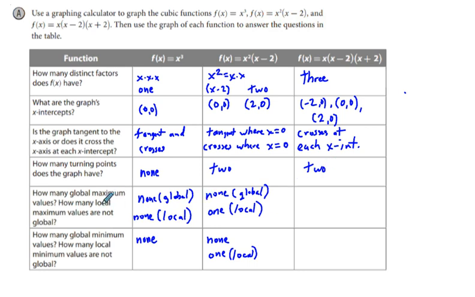How many global maximum values does it have? Well, we have no global maximum, but we have 1 local maximum. And down here, minimums: no global, but we have 1 local. So that's just some analysis on these 3 types of functions.